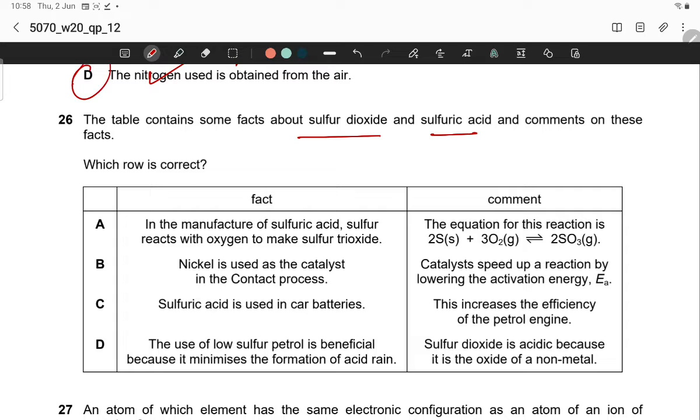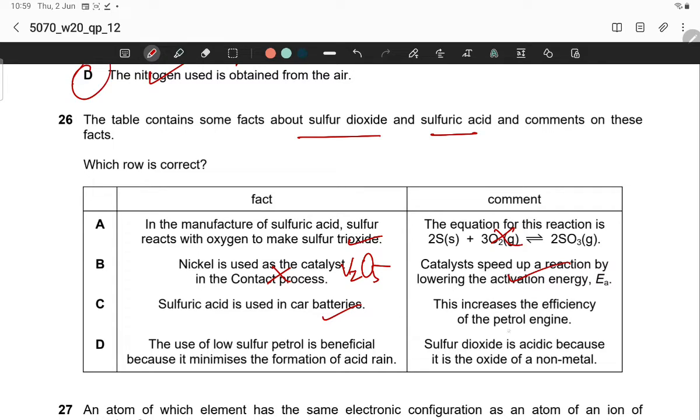The table contains some facts about sulfur dioxide and sulfuric acid and comments on these facts. Which row is correct? In the manufacture of sulfuric acid, sulfur reacts with oxygen to make sulfur dioxide. The equation for this reaction is not correct. Nickel is used as a catalyst: no, this is not correct. Vanadium(V) oxide is used. A catalyst speeds up the reaction by lowering the activation energy. This is correct. Sulfuric acid is used in car batteries.